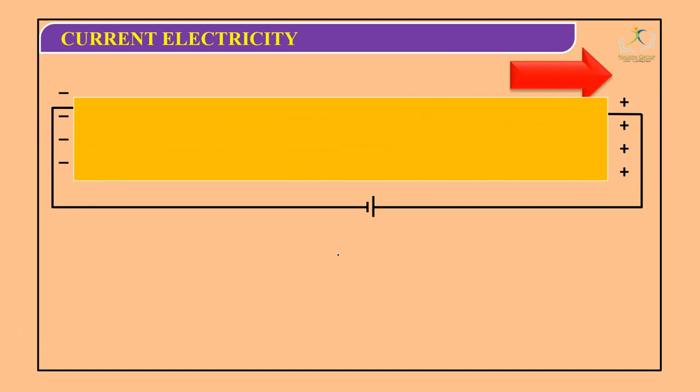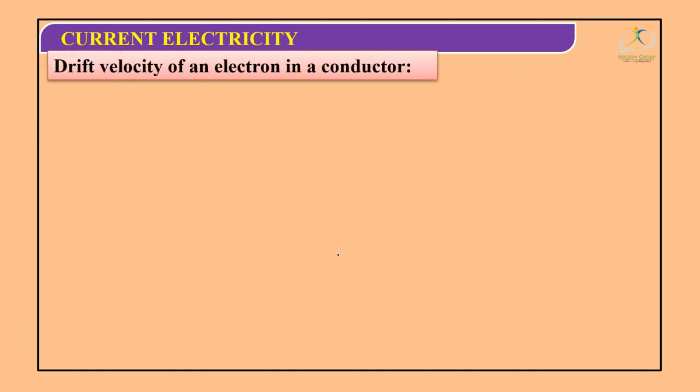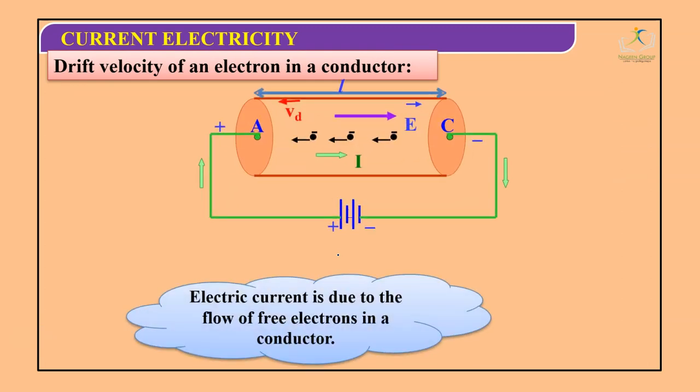Drift velocity of an electron in a conductor. This is the diagram of drift velocity. As you can see there, this is a negative charge, the electron, which is moving in the direction opposite to the current. So electric current is due to the flow of electrons in the conductor.